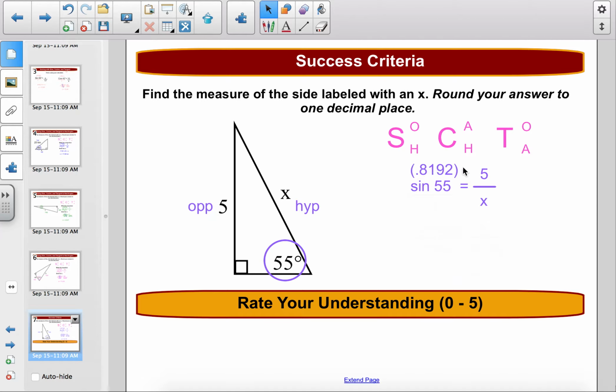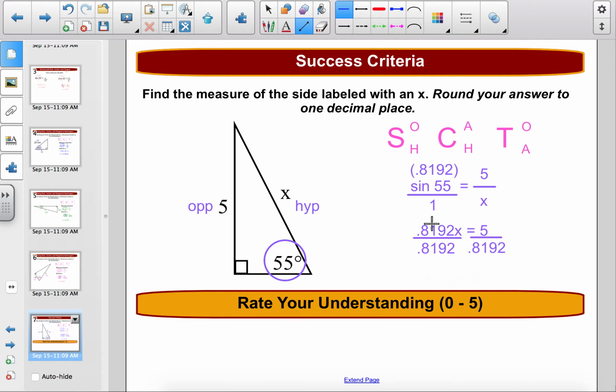Sine of 55 is 0.8192. Put it over 1, cross multiply. So 0.8192 times x equals 5 times 1, which is 5. Okay, I didn't ruin it this time, but you know I've got to get x alone. I've got to divide both sides by 0.8192 to cancel these out. And according to my calculator, 5 divided by 0.8192 is 6.1. So again, this length is about 6.1.